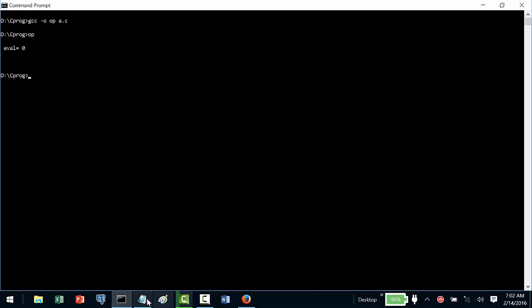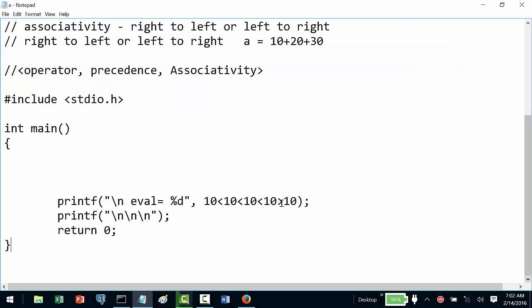So how did it evaluate to be 0? Because anything here is not greater than 10. That may be because this compiler evaluates 10 greater than 10 to be 1. What if it is some non-zero integer which is greater than 10? The answer may be different, isn't it? So these are a little bit tricky scenarios. So let me again go back and explain to you.